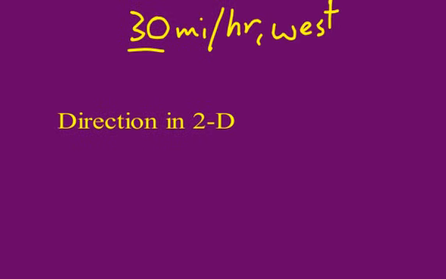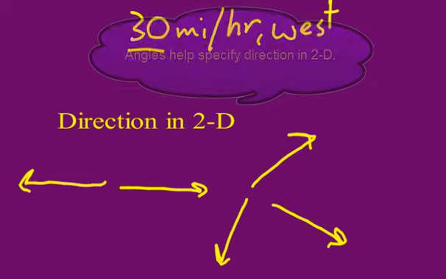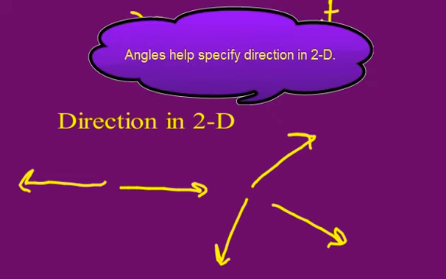direction in 2D, if you think about it, you could be going to the right, or you could be going to the left, but you could also be going at an angle, right, at some angle. Any one of these arrows is a 2-dimensional vector. So how are we going to handle that? Well, we're going to have to use angles. And this is where your prior math knowledge is really going to help you.